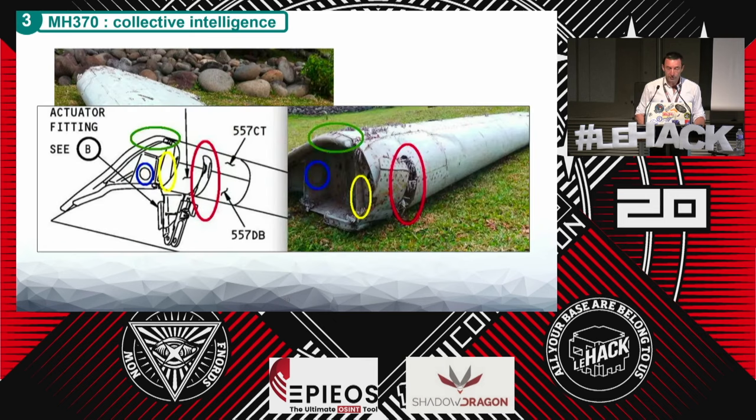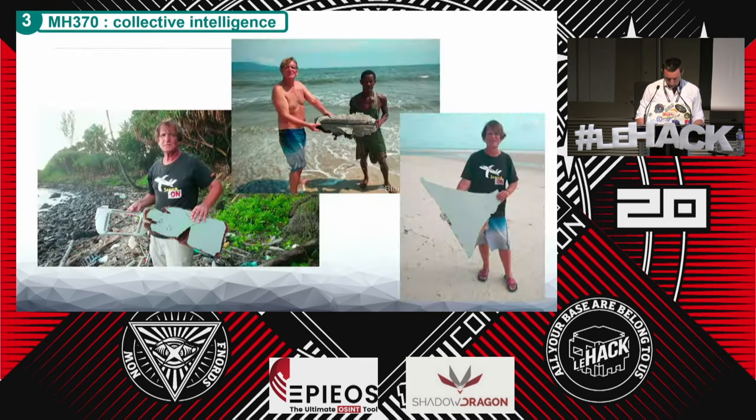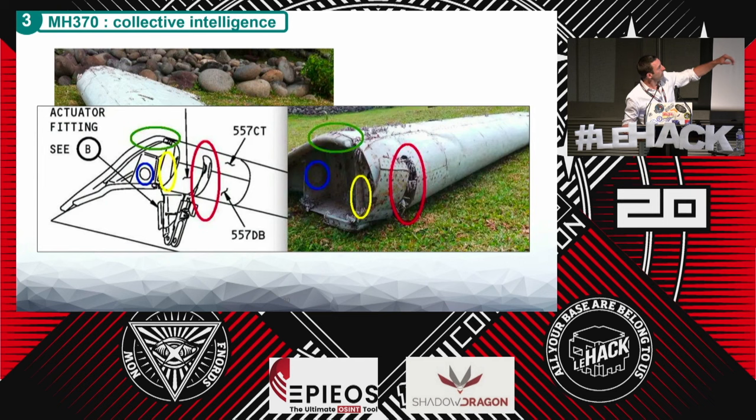For example, when you started to... I don't have the first picture. In July 2015, something like that, you had the first pieces that arrived on the French island La Réunion. 18 months after the disappearance of the plane, we managed to have a piece.